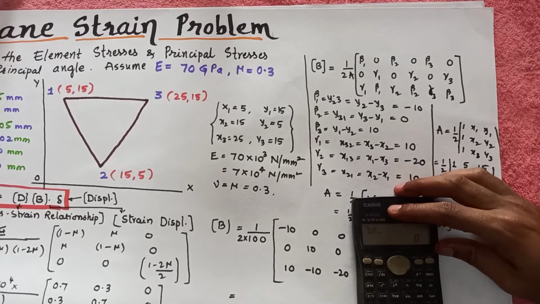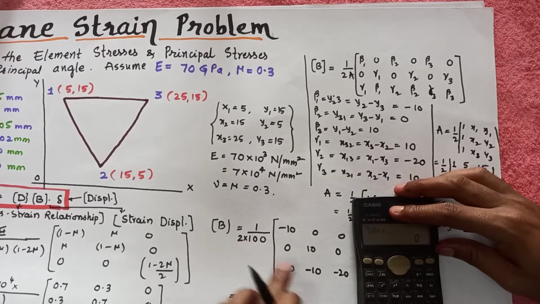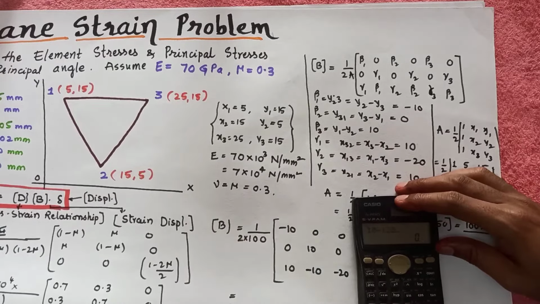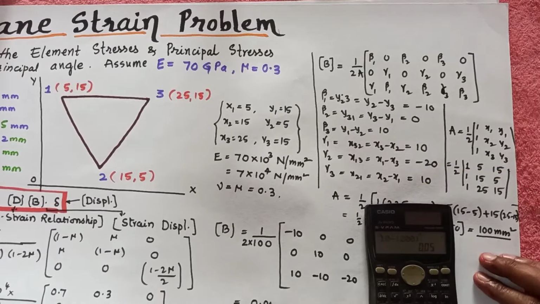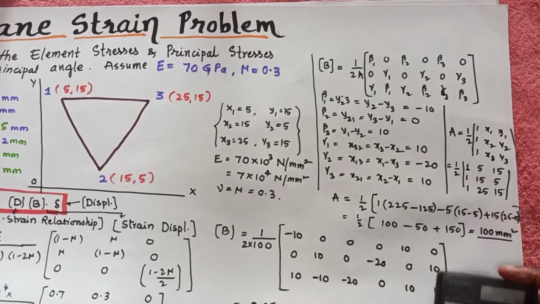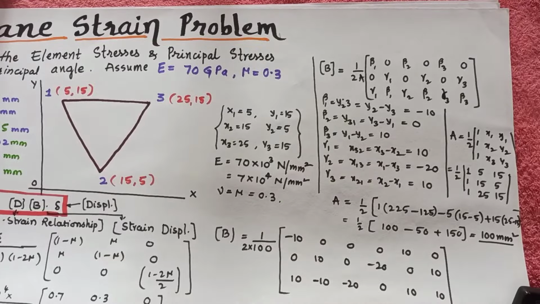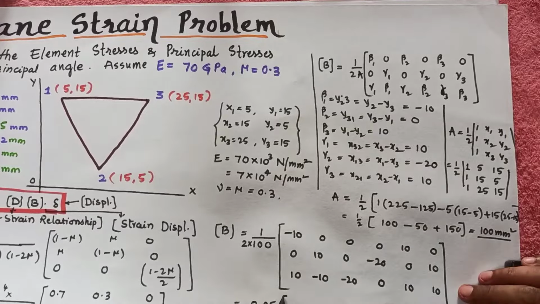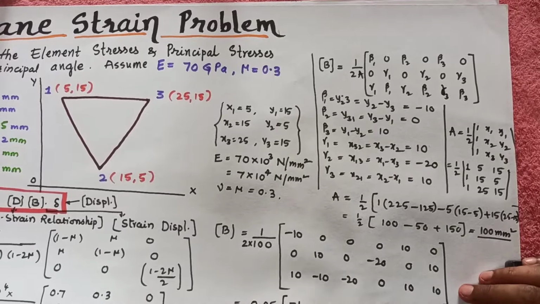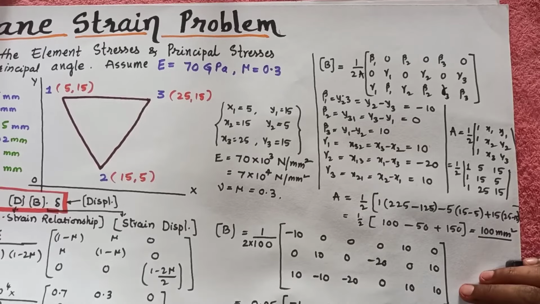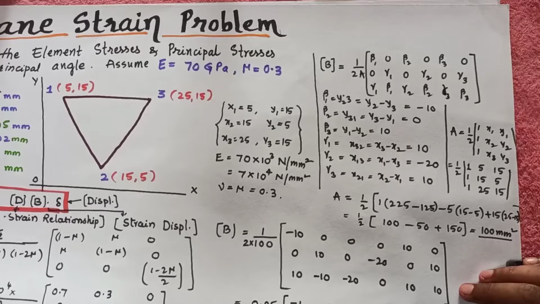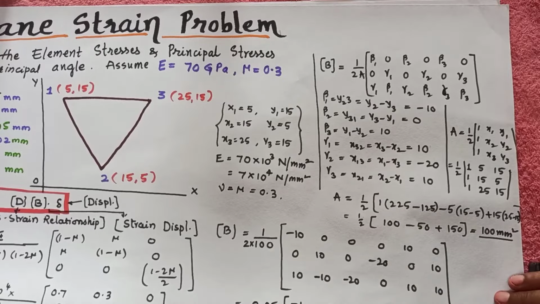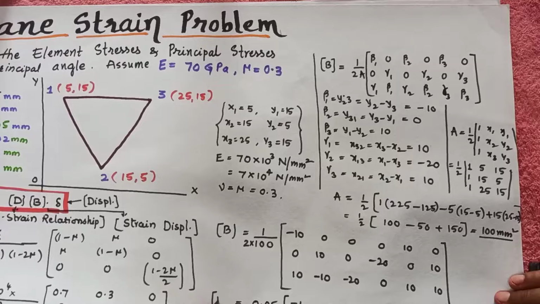So if you take 10 outside, it will be 10 by 200, so it is 0.05. Okay, then what will be there in the matrix now? Minus 1, 0, 0, 0, 1, 0, 0, 1, 0, minus 2, 0, 1, 1, minus 1, minus 2, 0, 1, 1. So this is the B matrix, let us say equation 2.